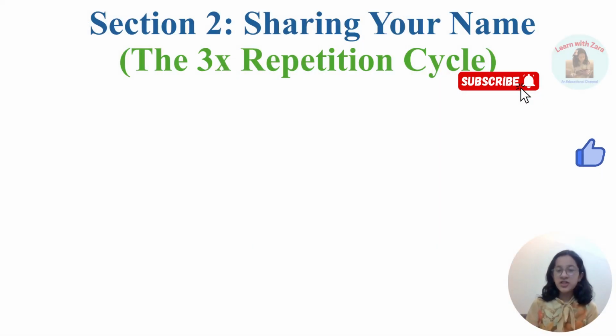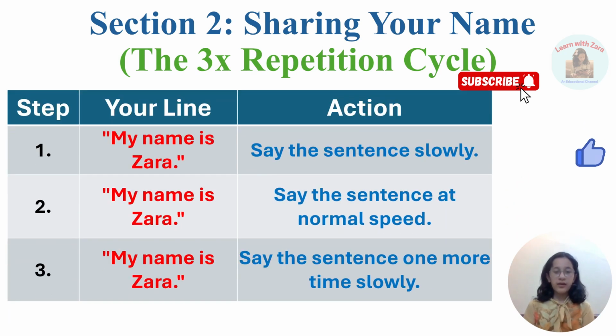Section 2. Sharing your name. Say the sentence slowly. My name is Zara. Say the sentence at normal speed. My name is Zara. Say the sentence one more time slowly. My name is Zara.